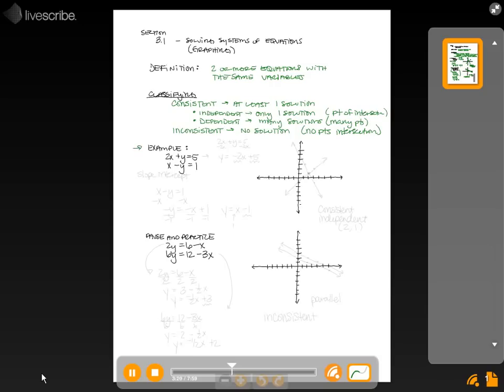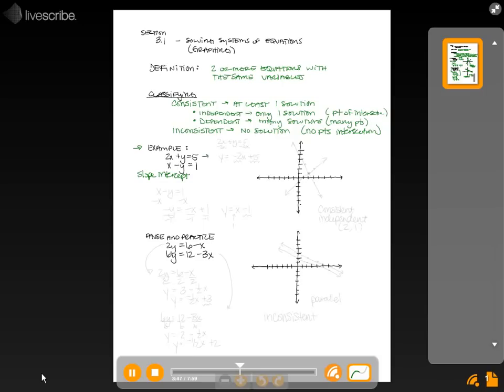We are going to do our first example here. Our system of equations is 2x plus y equals 5 and x minus y equals 1. Notice we have two equations, two variables, and the variables are the same in both equations. Now what we need to do is get those into slope-intercept form so that we can graph them. Okay, slope-intercept form, so then we'll plot our intercept and count our slope out.